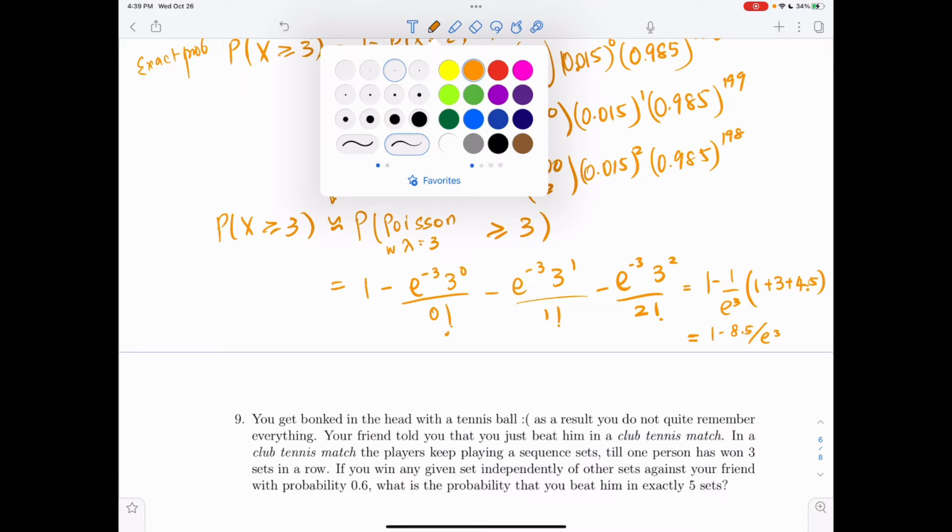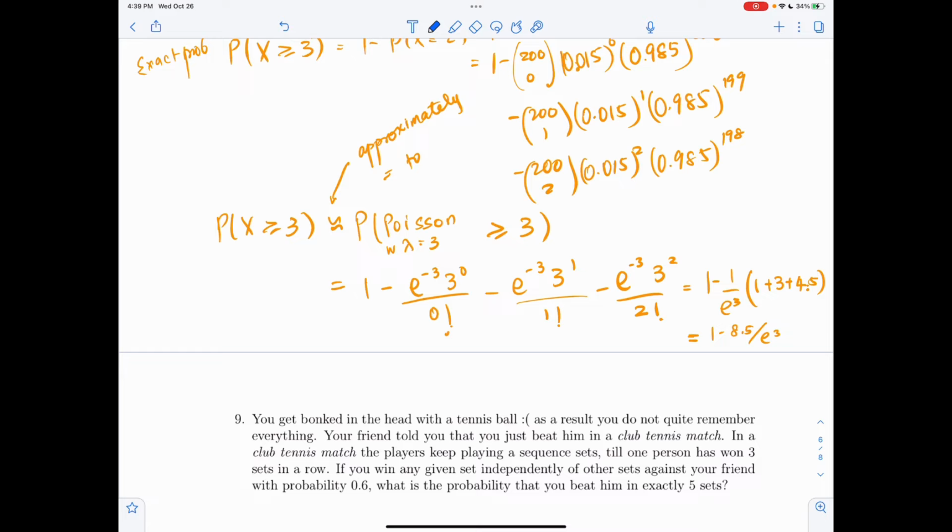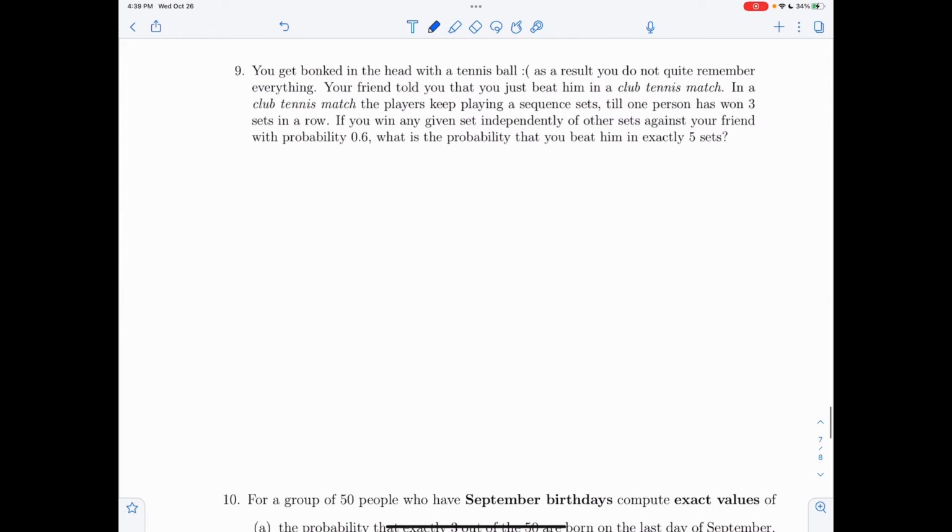All right, so let's move on now to question number 9. You get bonked in the head with a tennis ball. As a result, you do not quite remember everything. Your friend told you that you just beat him in a club tennis match. In a club tennis match, the players keep playing a sequence of sets till one person has won 3 sets in a row. If you win any given set independently of other sets against your friend with probability 0.6, what's the probability that you beat him in exactly 5 sets?